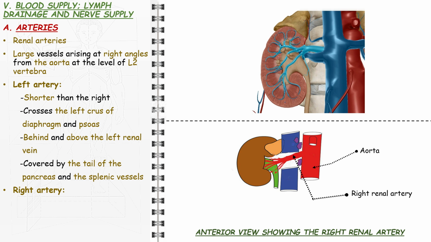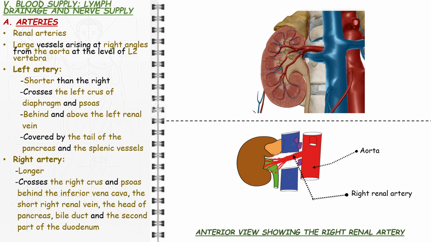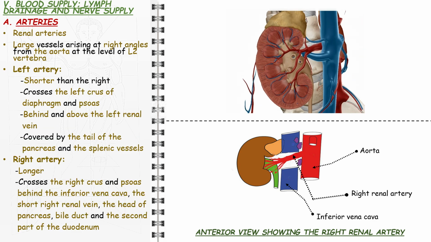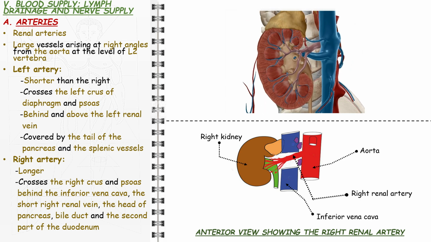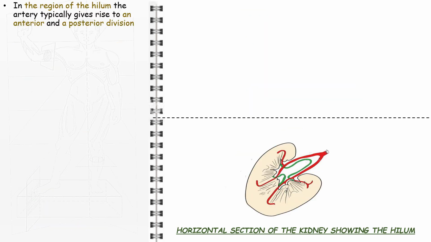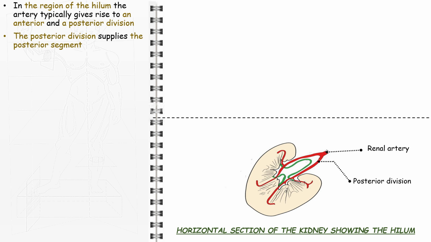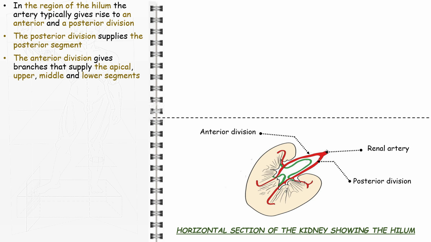It crosses the right crus and psoas behind the inferior vena cava, the short right renal vein, the head of pancreas, bile duct and the second part of the duodenum. In the region of the hilum, the artery typically gives rise to an anterior and a posterior division. The posterior division supplies the posterior segment. The anterior division gives branches, the segmental arteries, that supply the apical, upper, middle and lower segments. Based on its blood supply, each kidney possesses 5 segments.